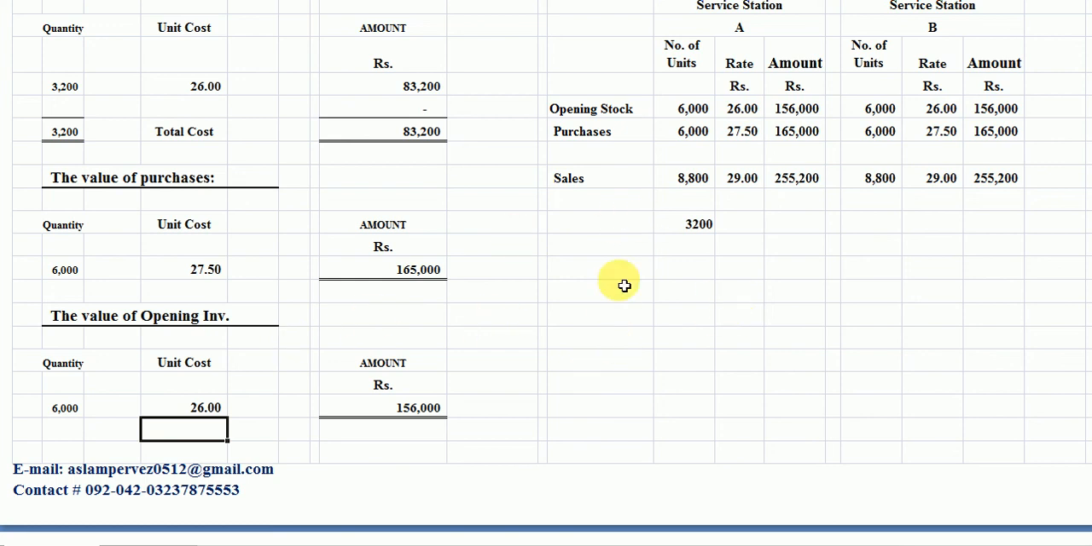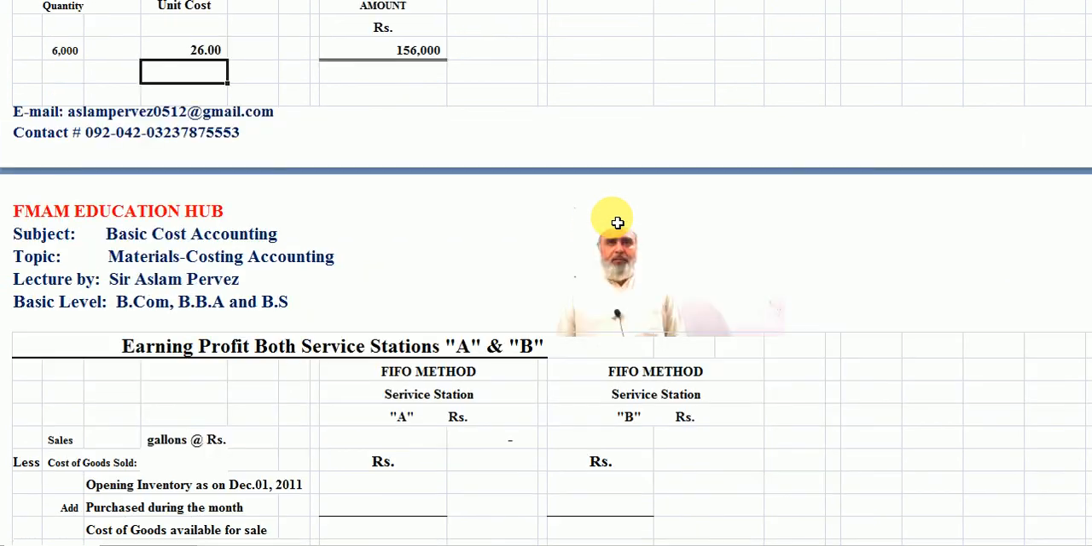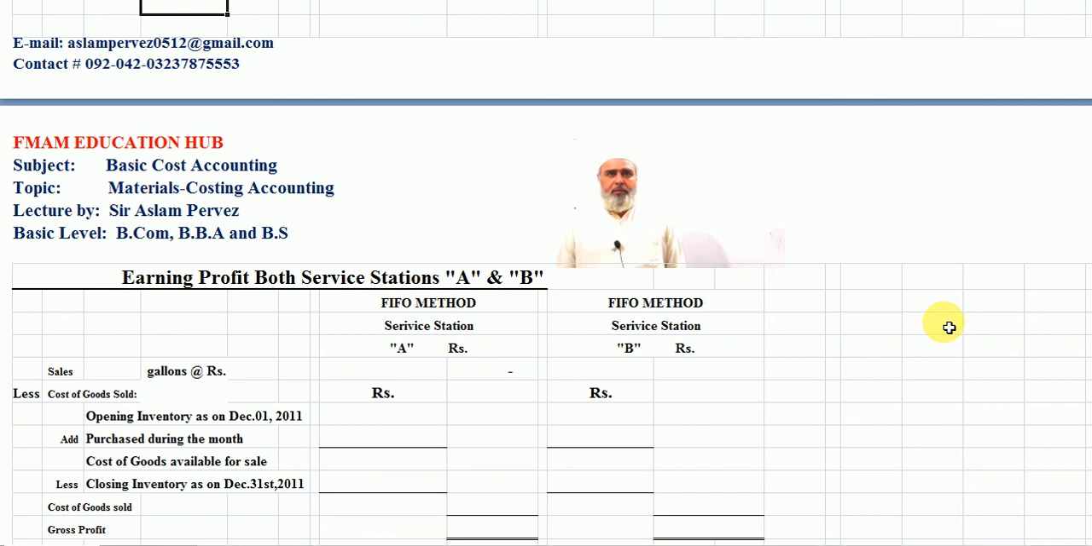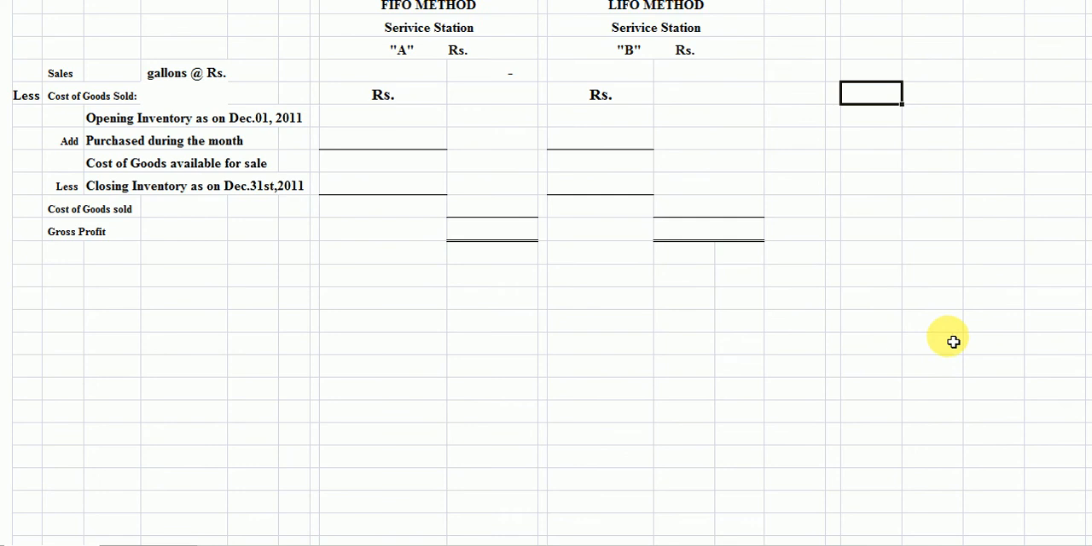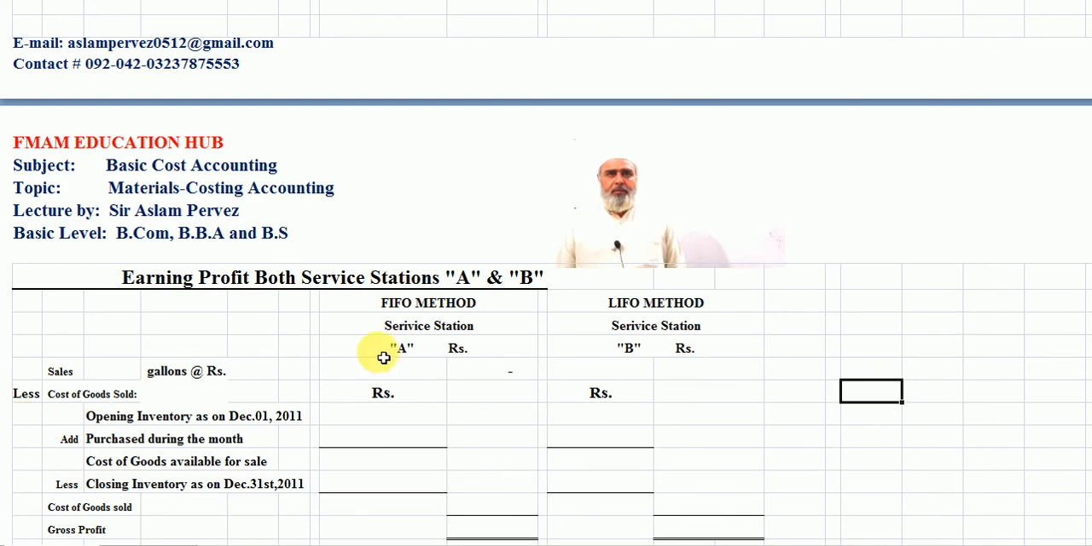Now students, we have to move to the next page to find out the profit of company A and company B respectively, with the use of the FIFO method and the LIFO method. Substitution A, FIFO method.